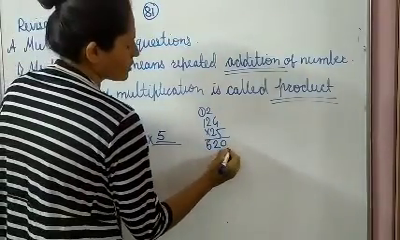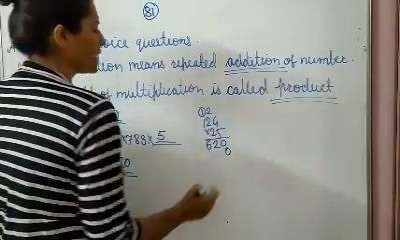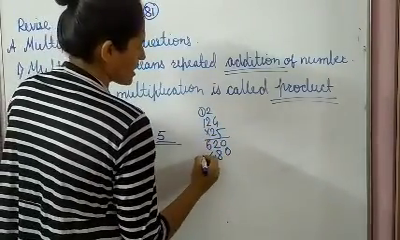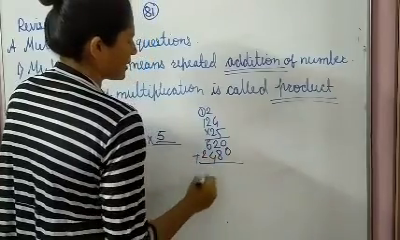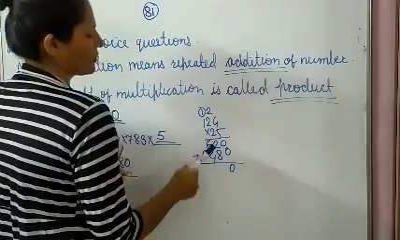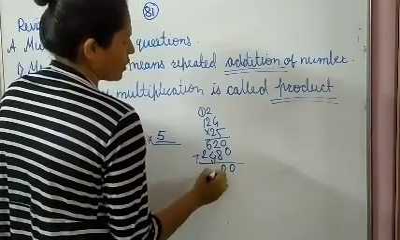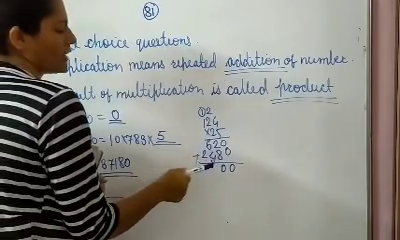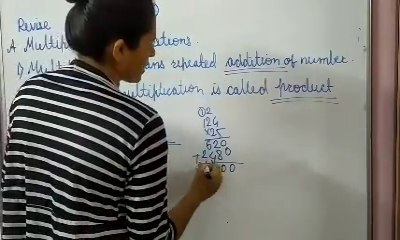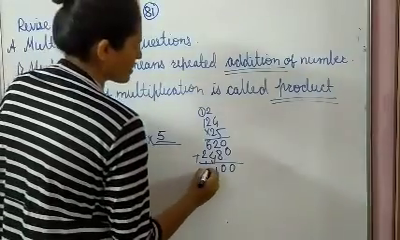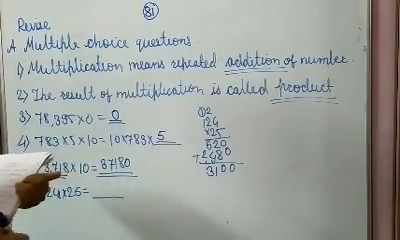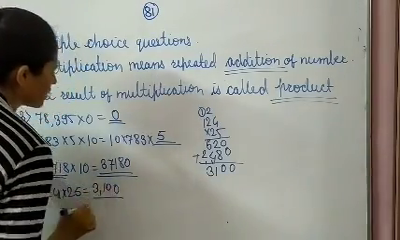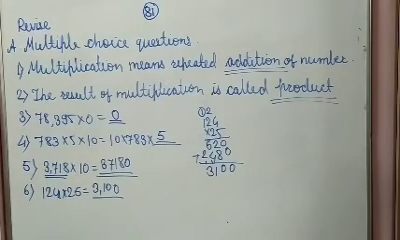Downside of 0 give 0. 4 2s are 8. 2 2s are 4. 2 1s are 2. Add it. 0 plus 0, 0. 8 plus 2, 10. 1 will be carried. 6 plus 4, 10. 10 plus 1, 11. 1 is here. 1 will be carried. And 2 plus 1, 3. So what is the answer here? 3100.